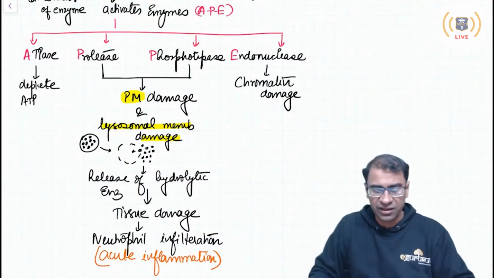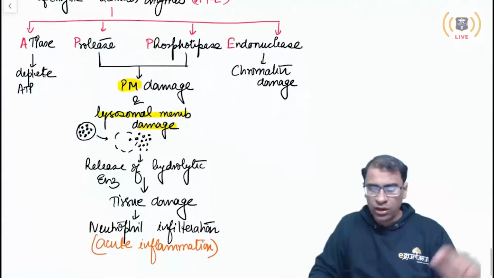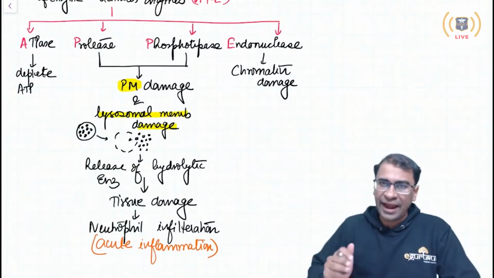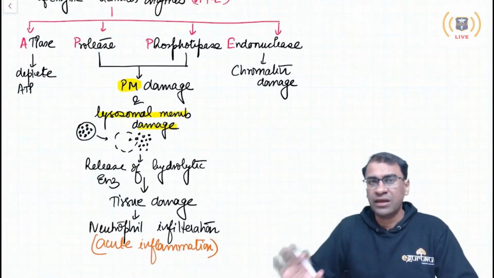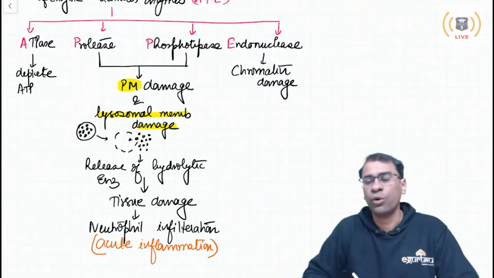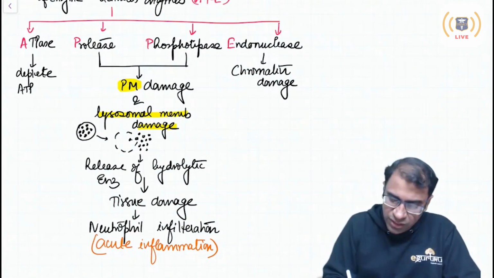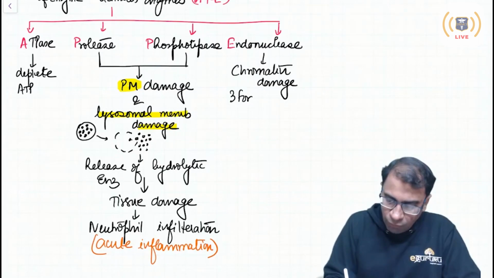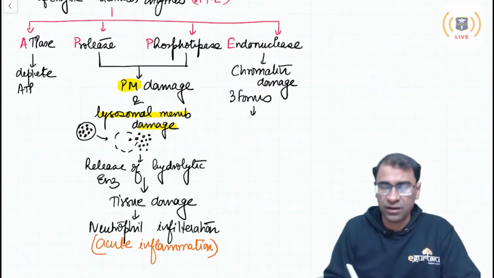Okay, irreversible injury, that is necrosis. Now comes the endonuclease action. The endonuclease action causes chromatin damage. There are three morphological forms of how this damage can occur.